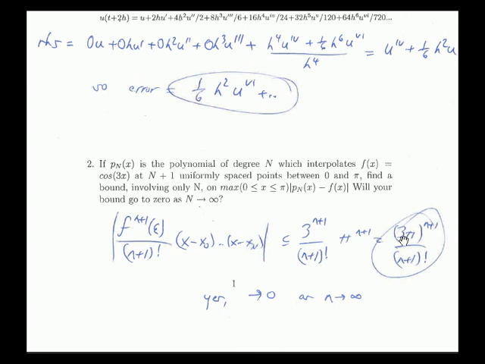So put it all together, you get 3 pi to the n plus 1 over n plus 1 factorial. And then it says, will your bound go to 0 as n goes to infinity?